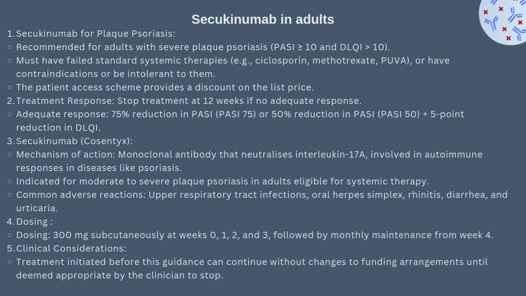Secukinumab in adults. Secukinumab for plaque psoriasis is recommended for adults with severe plaque psoriasis, PASI ≥ 10 and DLQI > 10. Must have failed standard systemic therapies, for example cyclosporin, methotrexate, PUVA, or have contraindications or be intolerant to them. The patient access scheme provides a discount on the list price.